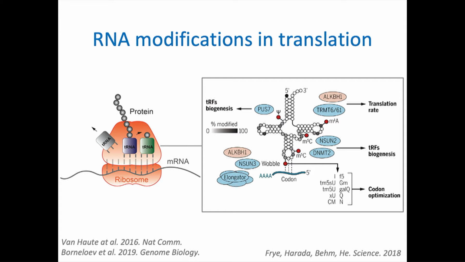I think what became apparent over the last 5 to 10 years is that depending on the chemical nature of your modification and depending on where it sits in the RNA, it will have different functions. For instance, in the case of a tRNA, if the modification sits in the wobble position, it will very likely be involved in codon optimization. If the modification sits outside of the wobble position, then it has been more linked to translation rates.